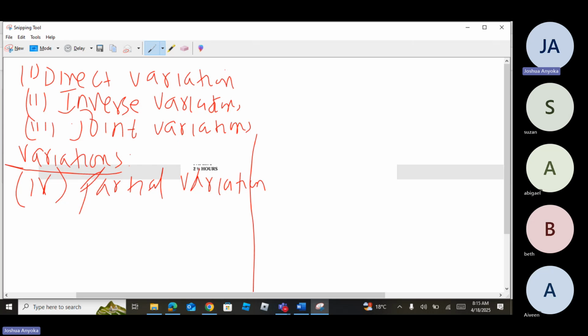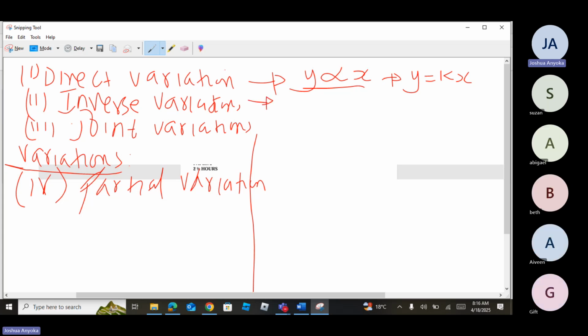In direct variation, we normally say a quantity y varies directly as x. So these are two variables, x and y. Then when we say that a quantity y varies directly as x, it means this is the proportionality sign, proportionality equation, which later we introduce a constant and it becomes y is equals to kx.